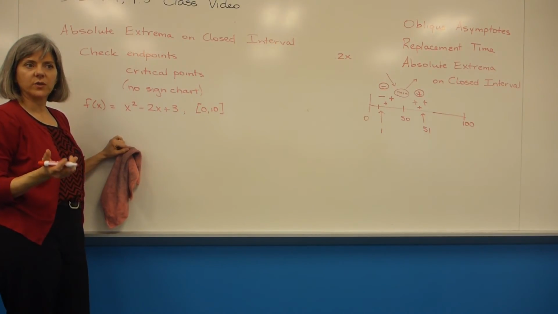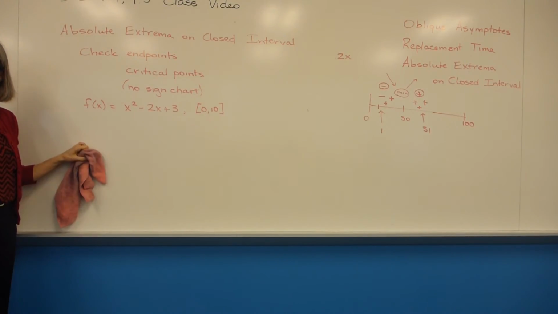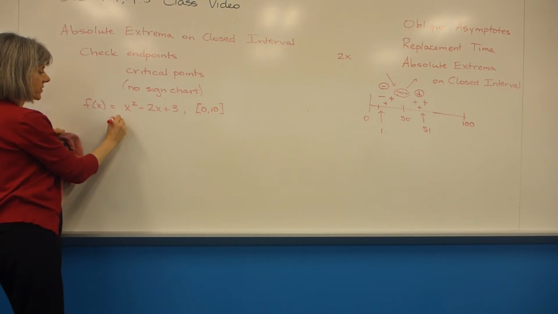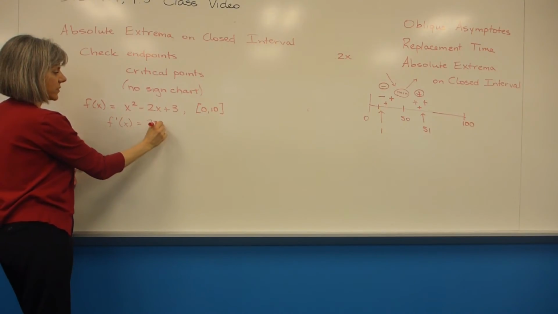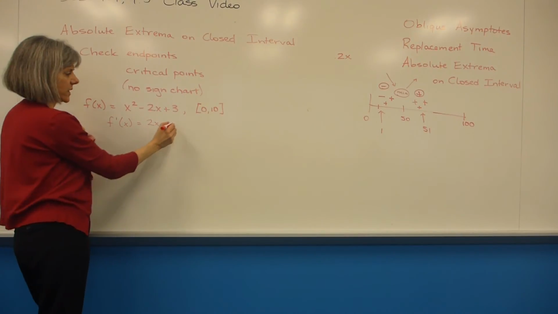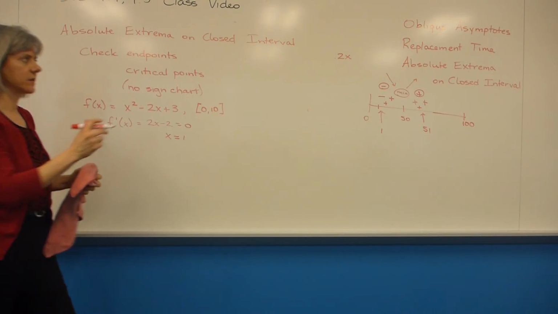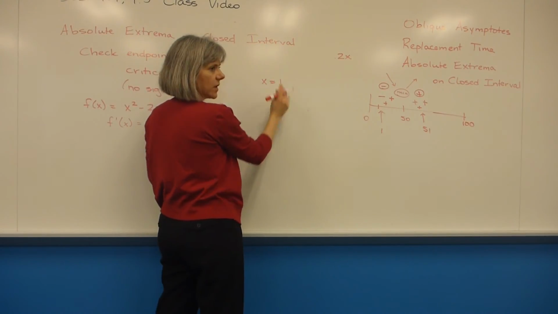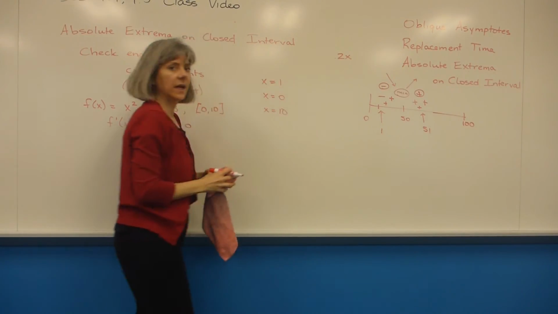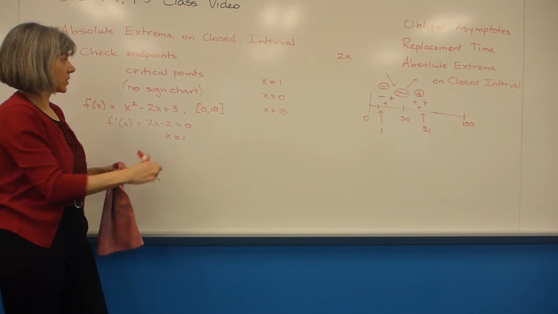Okay, so do I have my endpoints? I already have those: x is 0, x is 10. Before I can go any further, I need to find my critical points. That means I need to do the first derivative and set it equal to 0. The first derivative is 2x minus 2, so when I set this equal to 0, I get x equals 1. So you're going to set up a list: x equals 1, all your critical values, and then all your endpoints, or vice versa. It doesn't matter. Now you find the y values and see which one's biggest and smallest.